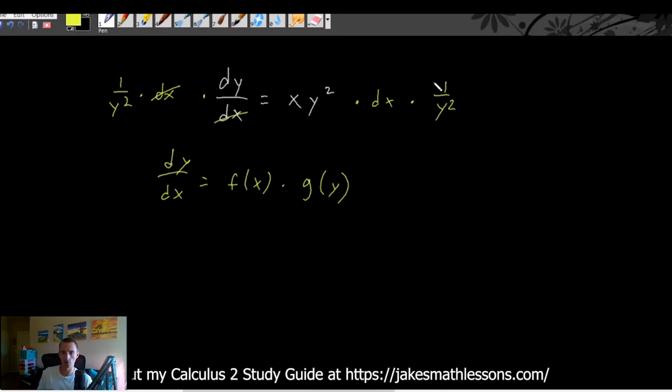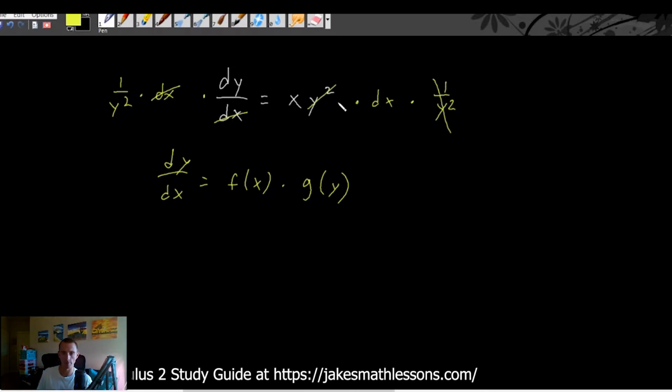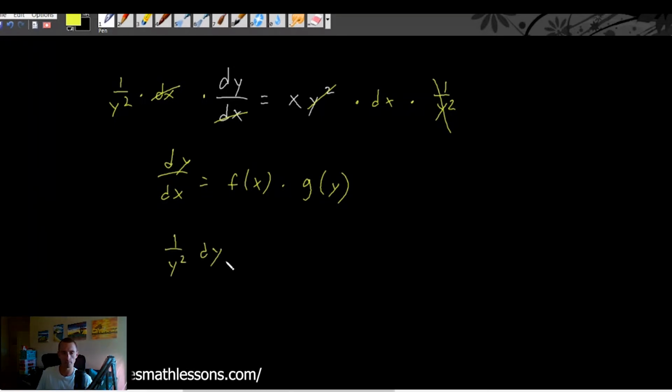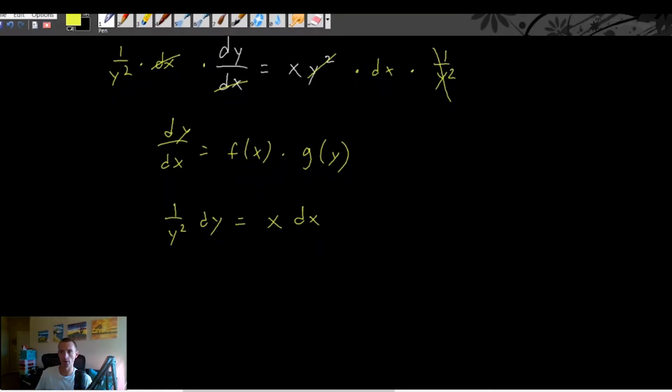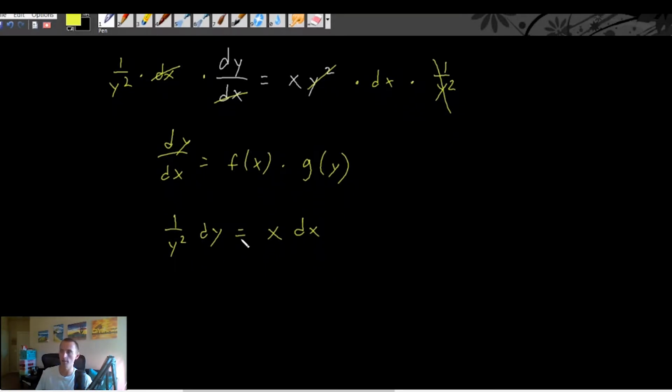because that's going to cancel the 1 over y squared with the y squared on the right. We're just going to be left with 1 over y squared times dy equals x times dx on the right. So now we have separated our variables. We've gotten all of our y's onto the left side of the equation, all of our x's over onto the right side of the equation.